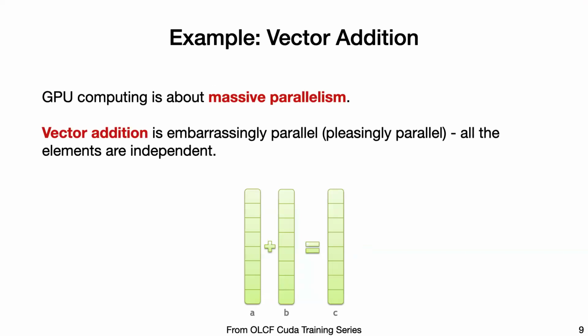Okay, so we'll start with a really easy example of vector addition. Like I said, GPU computing is about exposing massive parallelism, and vector addition is embarrassingly parallel. More recently, some people call it pleasingly parallel, which means that everything is independent and nothing is interacting with each other. Vector addition just means you're adding the vectors element-wise, so everything is completely separate and you don't need any synchronization or dependencies or any fancy algorithms.